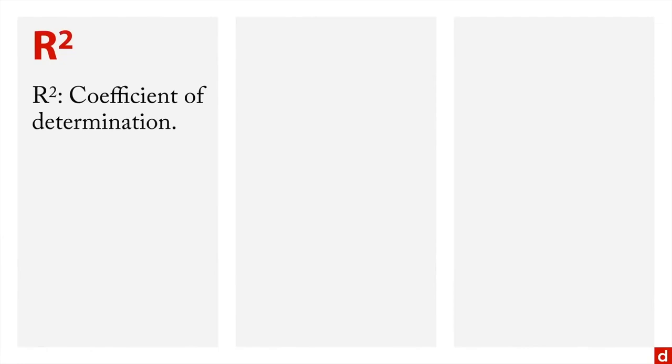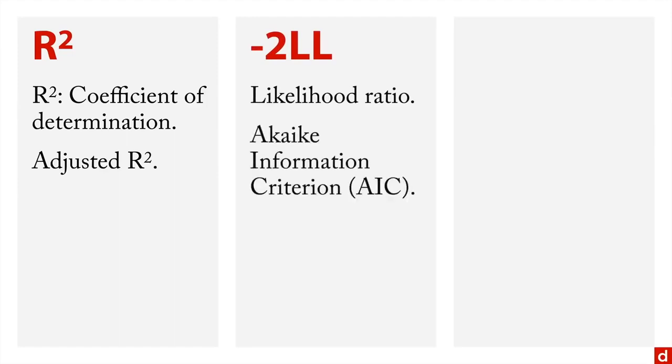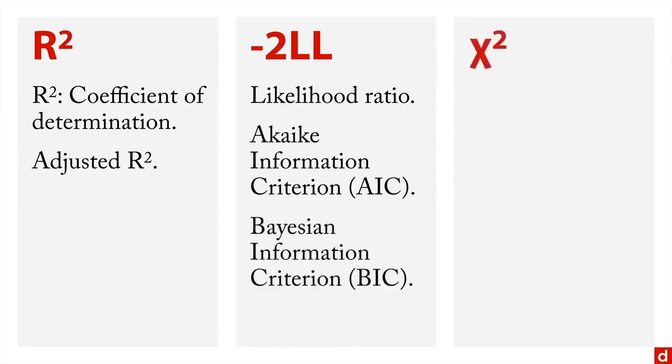The first one is what's called R-squared. It's got a longer name. That's the coefficient of determination. There's a variation, adjusted R-squared, which takes into consideration the number of variables. Then there's minus 2LL, which is based on the likelihood ratio, and a couple of variations, the Akaike Information Criterion, or AIC, and the Bayesian Information Criterion, or BIC. And then there's also chi-squared. Now that's actually a Greek C there. It looks like an X, but it's a C, and that's chi-squared. And so let's talk about each of these in turn.